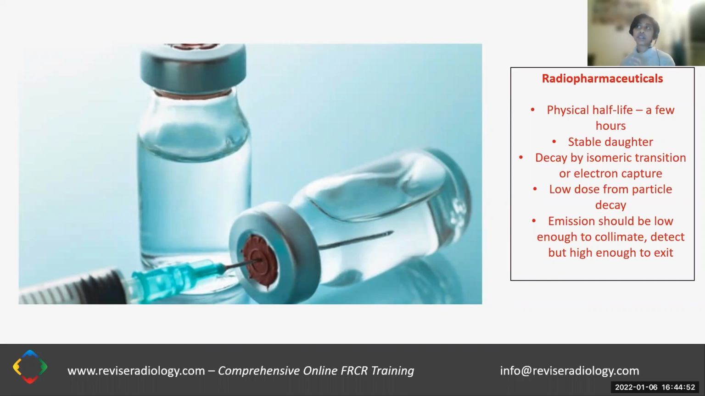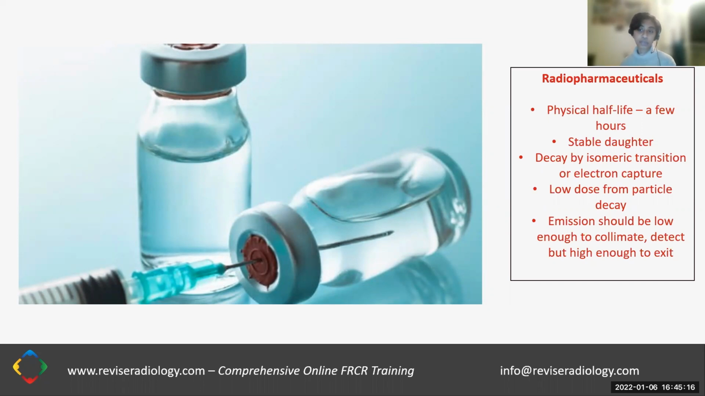You want the daughter product to be stable because you don't want a very radioactive product to remain in the patient's body after the examination. You'd prefer decay by isomeric transition or electron capture because you prefer gamma radiation over the emission of particles in the patient's body. You want a low dose from particle decay.